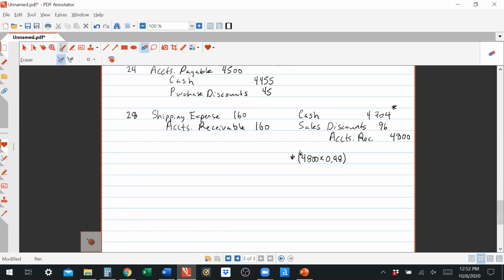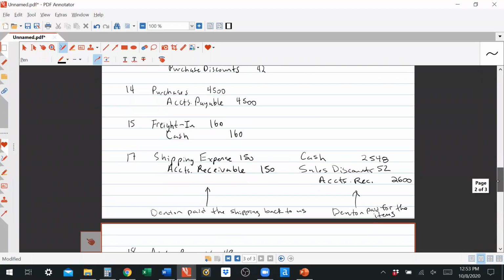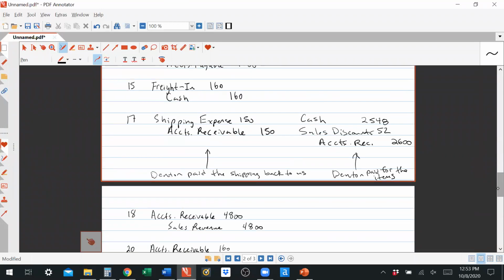All right. What other journal entries does Malvado need to make at the end of the month? Nowhere in these journal entries have we done anything to increase inventory for the purchases or decrease inventory for the sales and recognize cost of goods sold expense, right?